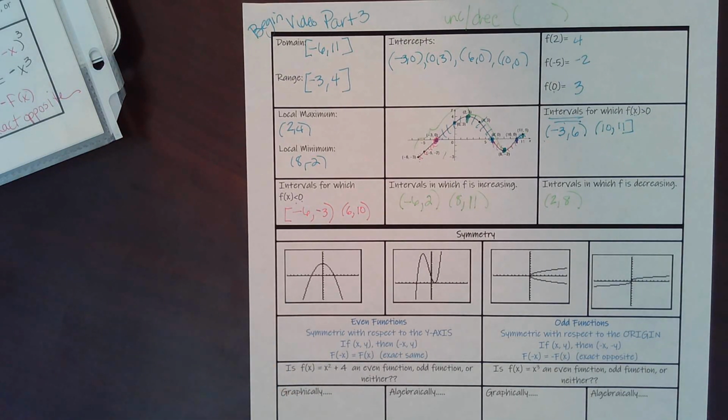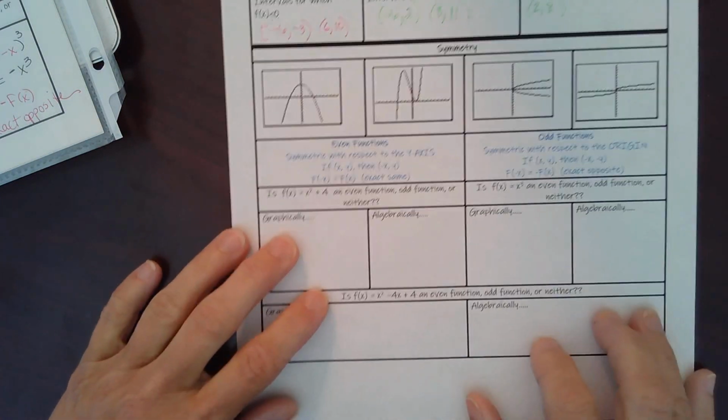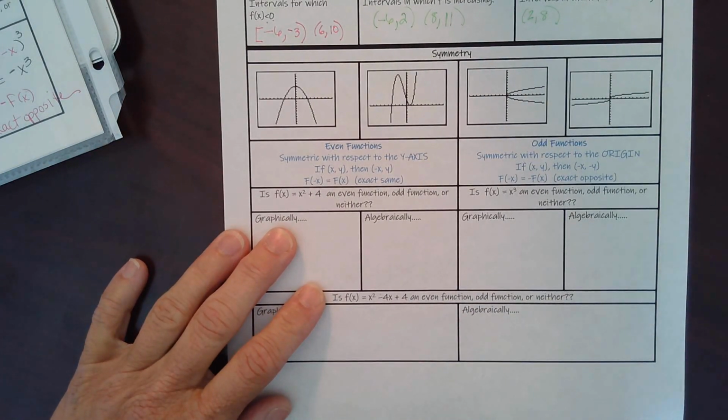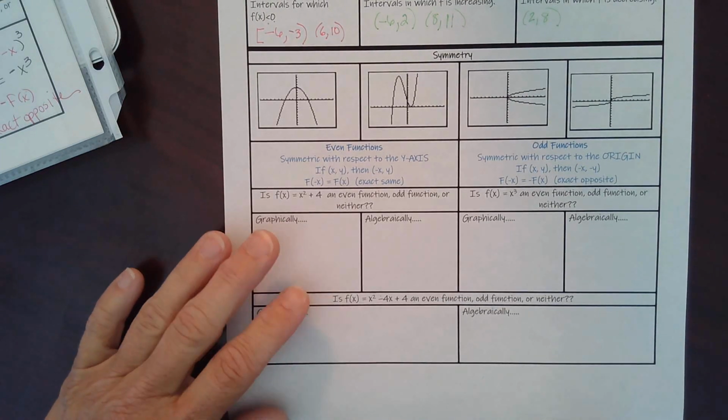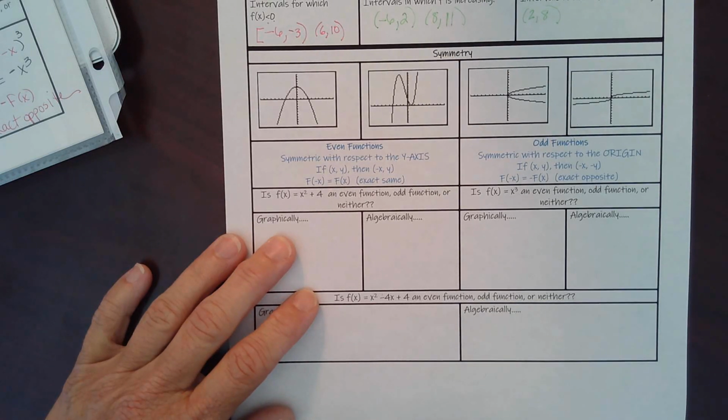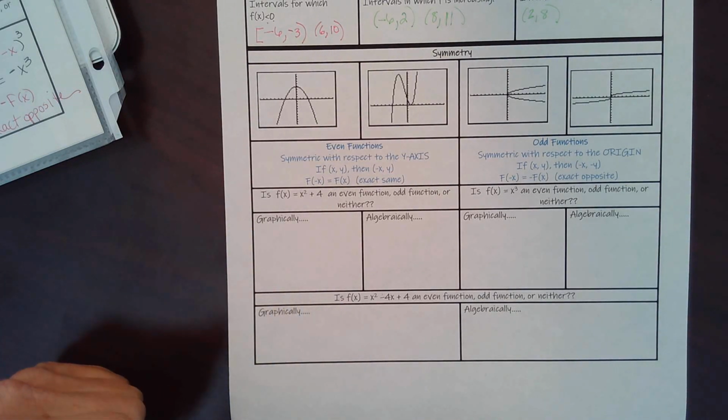Let's wrap up this particular lesson and the videos for this lesson by talking about symmetry and what implications symmetry has on the graph of a function. We talked a little while, in the first video I think, for this lesson, about even functions and odd functions and determining even and odd functions based on symmetry.